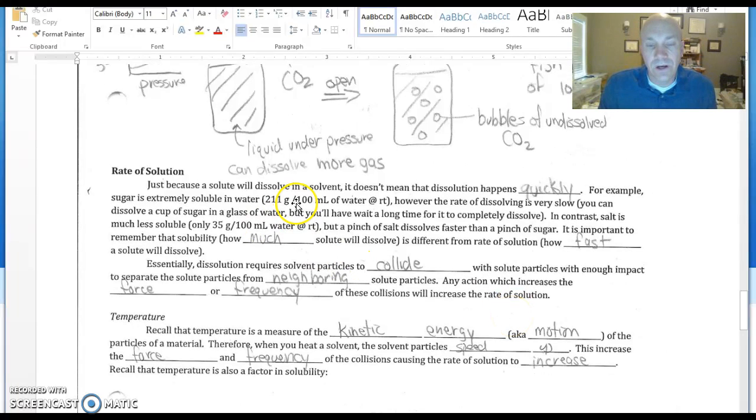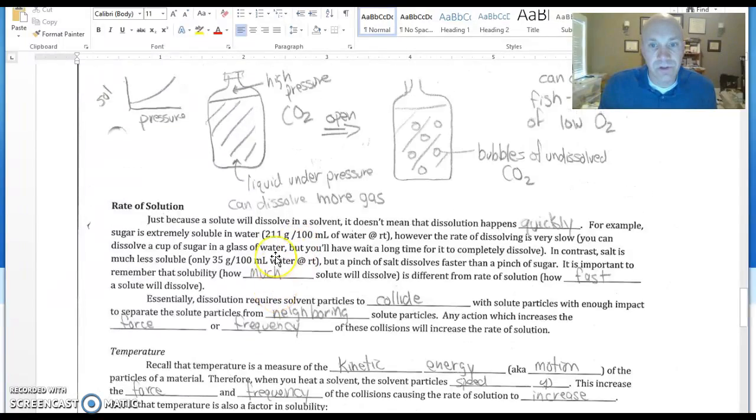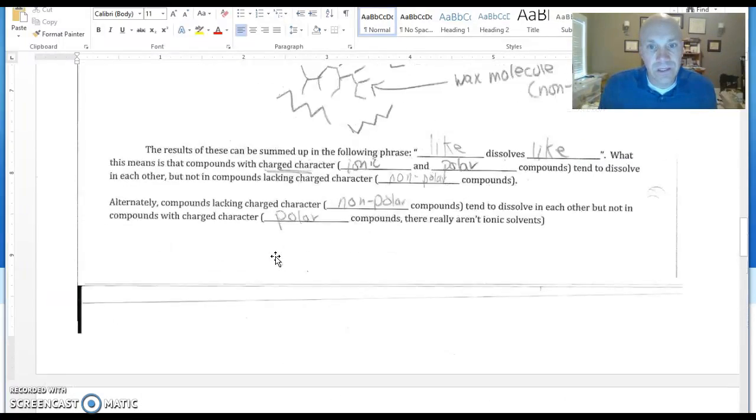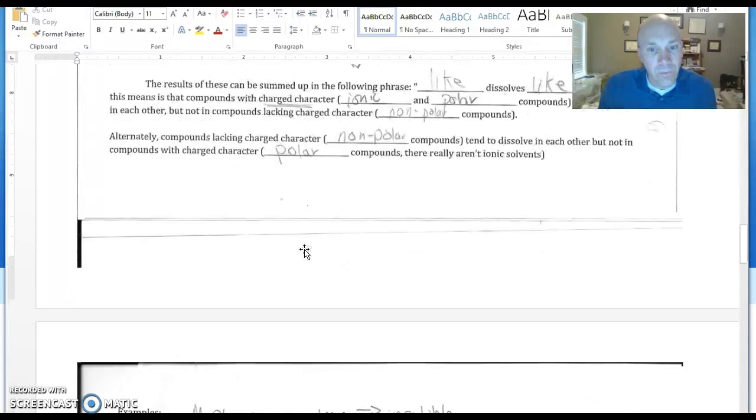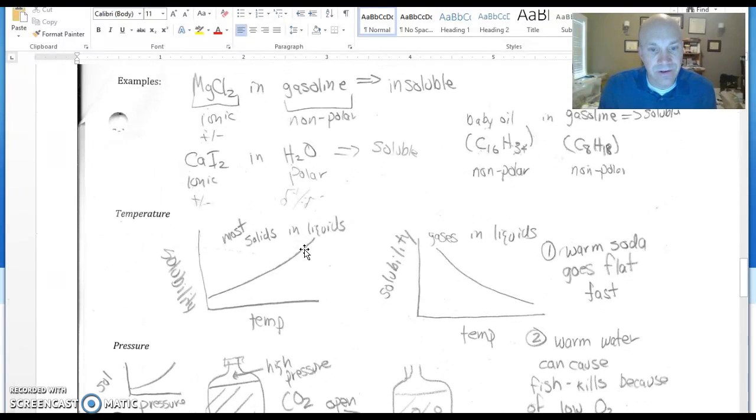Okay, so we've been talking about solubility, and what solubility is, it's the maximum amount of a solute that will dissolve in a particular solvent. And we have been talking about a couple of things that affect solubility. One of those is temperature. Remember the trend for solids and liquids tends to be that the higher the temperature, the more solute that can be dissolved.